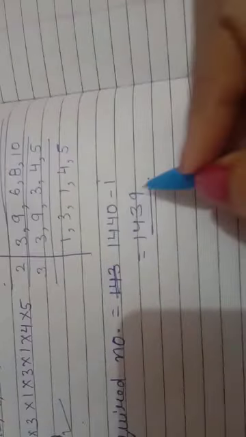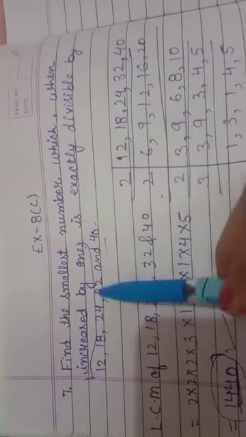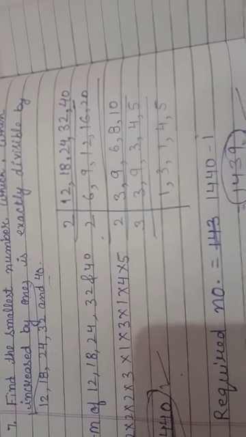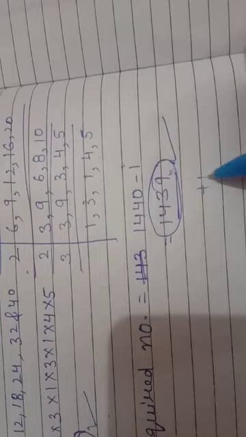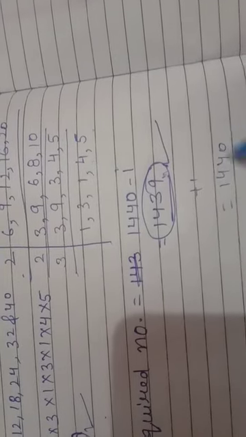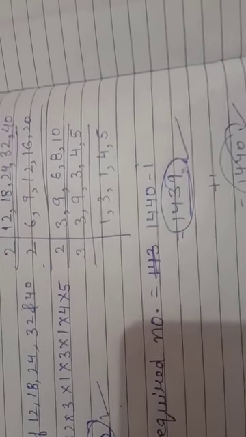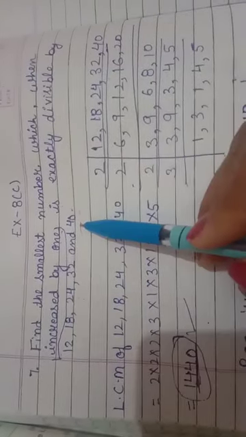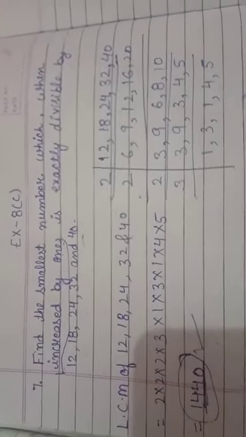Okay, now see this number and check the statement. He said the smallest number which when increased by 1. When we increase this number by 1 we get 1440, and this is the smallest number which is exactly divisible by these numbers. So our required answer is this.